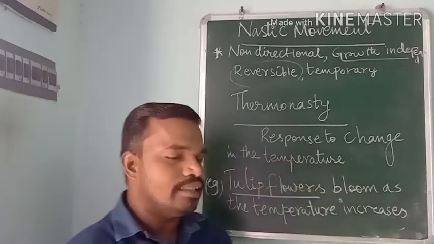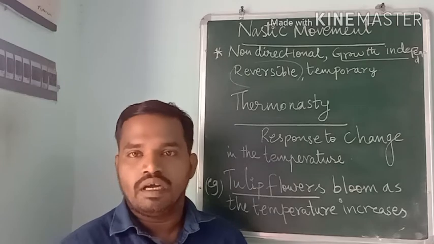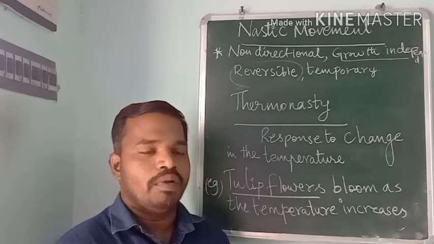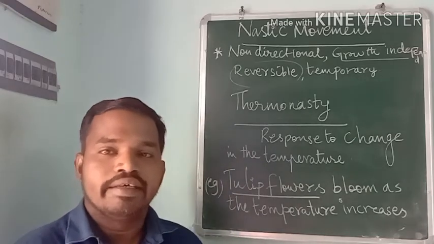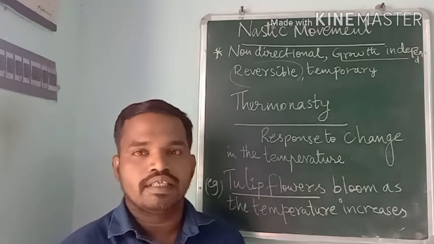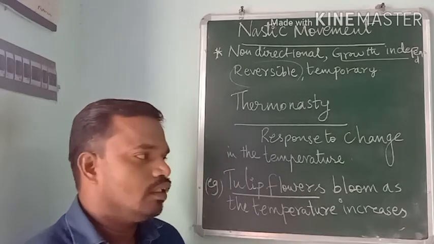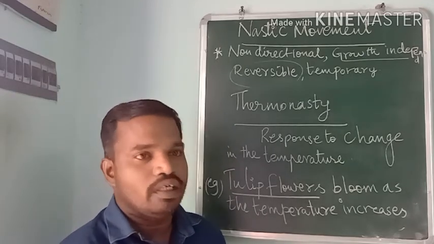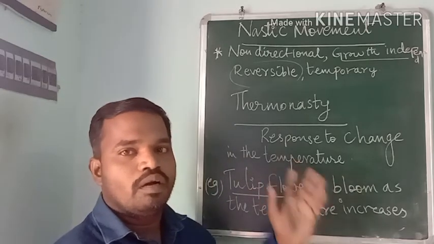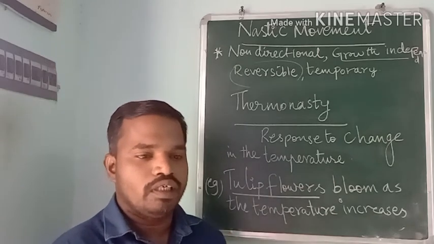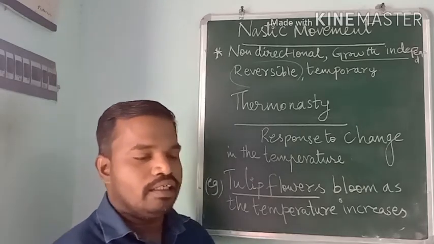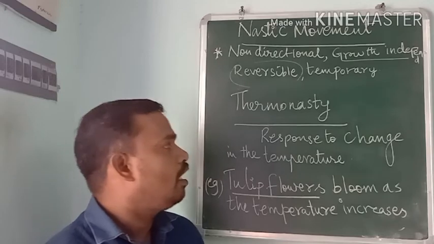Okay, so under the Nastic movements we have discussed the different types. Number one is Photonasty. Photonasty na the movement of the plant in response to the light. Okay, that we have seen. And the next one we have seen is Thigmonasty. Thigmonasty na the movement of the plant in response to the touch. Clear? Then we have discussed Thermonasty, the movement of the plant's part in response to temperature changes. All these things you should remember and study well.